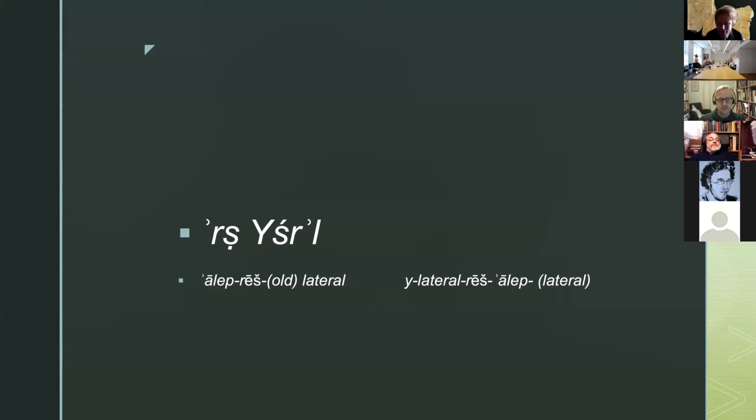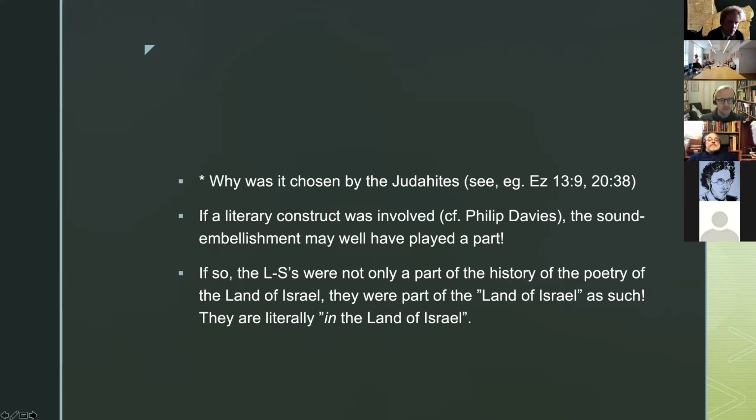Aleph, resh, lateral. Lateral, resh, aleph. Eretz Yisrael. It's almost similar to the famous beginning words of the Hebrew Bible, Bereshith bara, where it's Beth, Resh, Aleph, which is certainly not a coincidence. There it's not a lateral, but it's something similar. The sounds and the sequence of the sounds almost rhyming. So if there was a literary construct, this would have worked really, really well. And the L's and S's were not just part of the poetry of the land of Israel, they may have been part of the land of Israel as such.